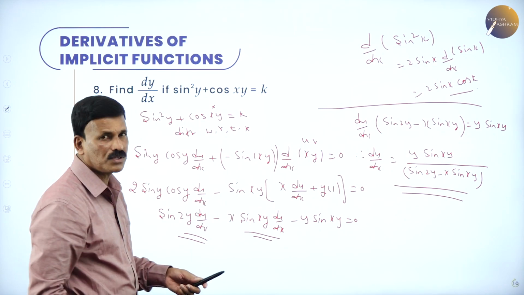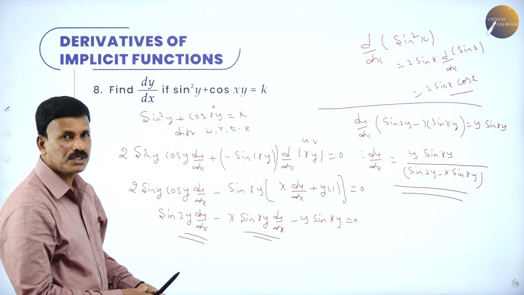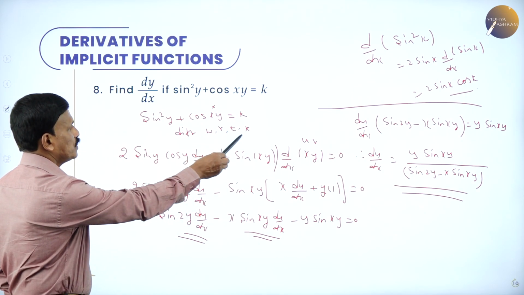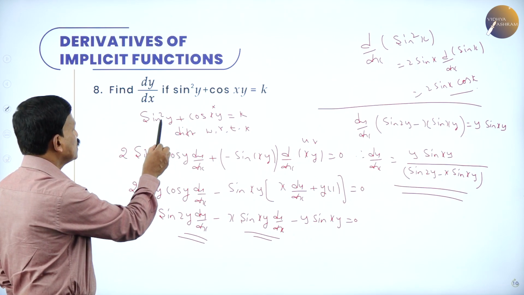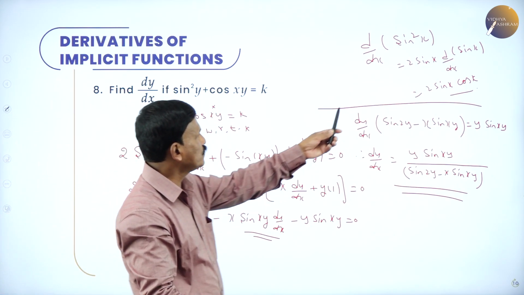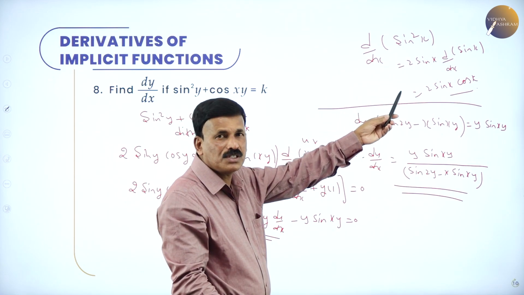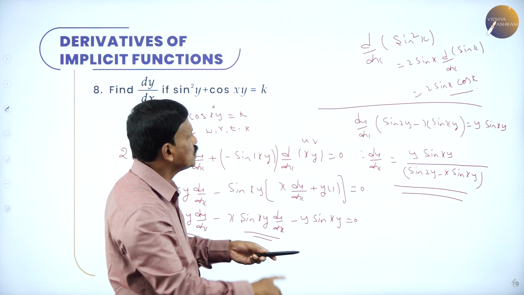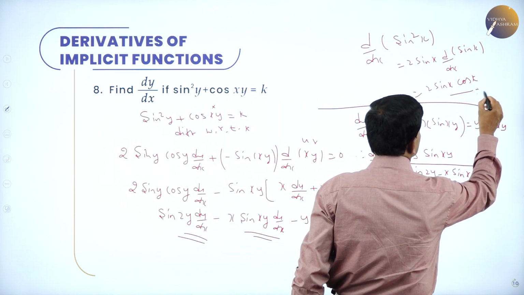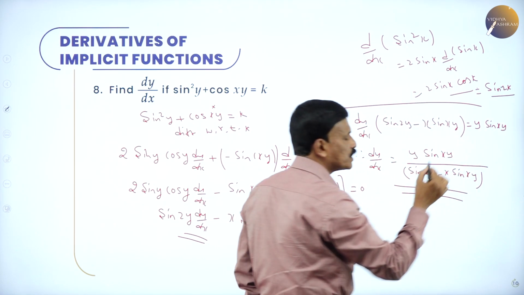Listen to me, I will explain once again. What is given? Sin square y plus cos xy is equal to k. Differentiating with respect to x on both sides. 2 into, this is f of x to the power of n. So like this, differentiation of sin square x can be written as n is 2 sin x, 2 minus 1 is 1, 2 sin x into d by dx of sin x is cos x. This can also be written as sin 2x, right? What is sin 2x? 2 sin x cos x.